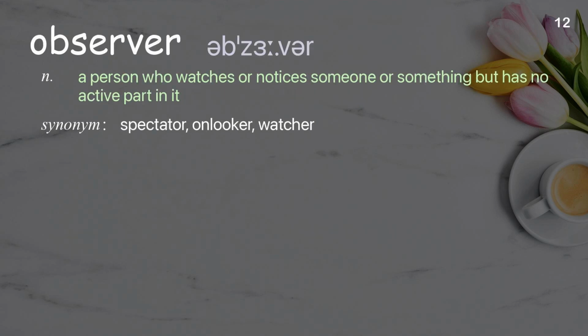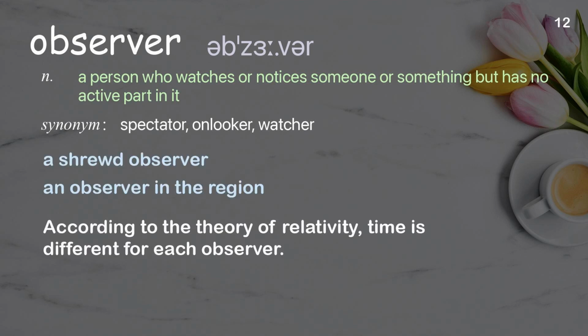Observer: a person who watches or notices someone or something, but has no active part in it. Examples: a shrewd observer. An observer in the region. According to the theory of relativity, time is different for each observer.